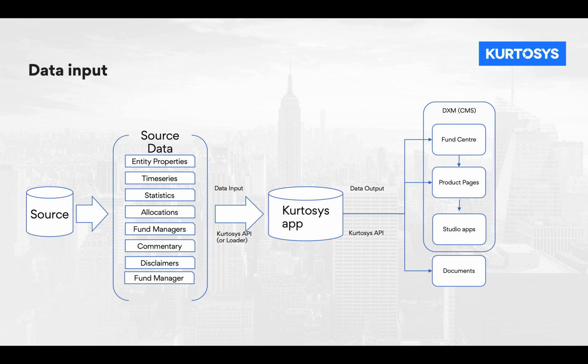Once we have defined and built our data dictionary, we are able to receive data. Once we receive that data, either using the Katosis API or using a loader, that data will be ingested within our platform. Once that data is within our platform, it can then be used on our website, in our fund centers, in our product pages, within our documents or fact sheets.